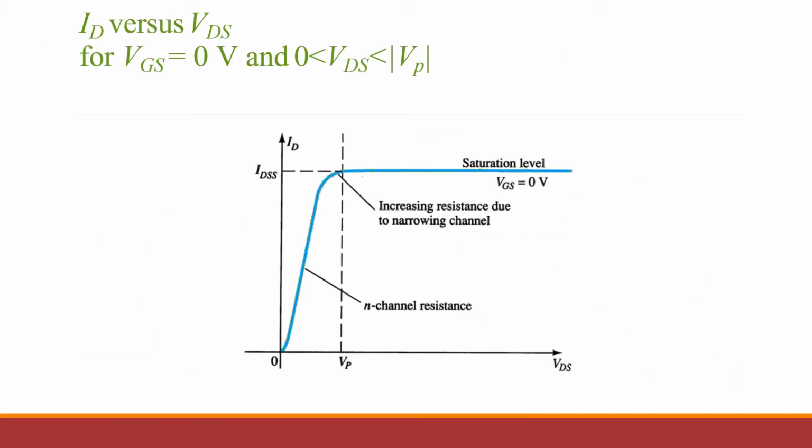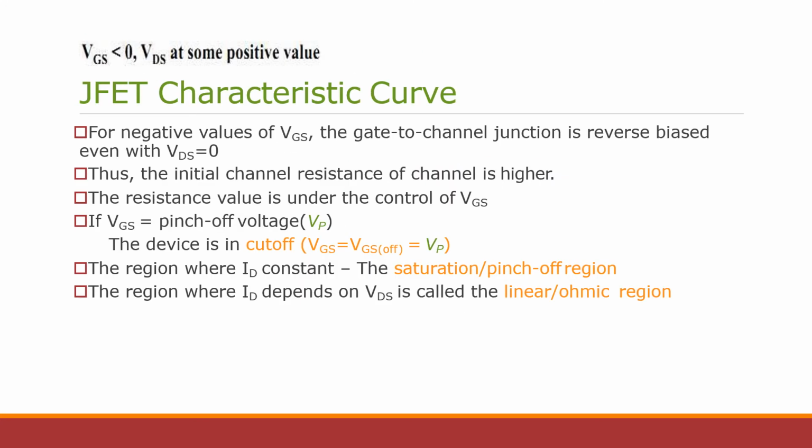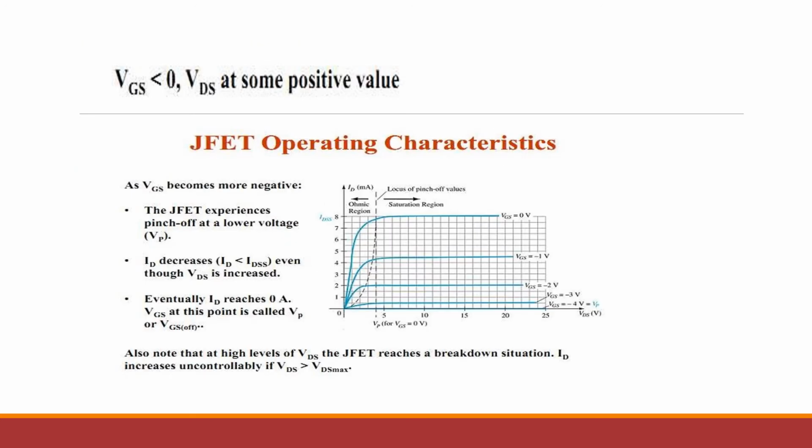So this will be the circuit graph. For negative voltage of VGS, the gate to channel is reverse biased even with VDS equal to 0. The region where ID is constant is known as saturation region or pinch off region. The region where ID depends on VDS is known as linear or ohmic region, as we discussed before.